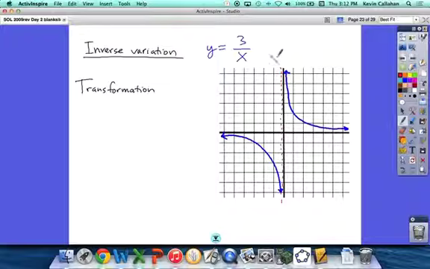Right? X equals 0. And then is there anything that we can plug in for x that would make the fraction equal 0? No, that would be undefined. No, there's nothing, right? The only way for a fraction to equal 0 is if the numerator equals 0. And already the numerator is 3. It's never going to equal 0. So it has an asymptote here.